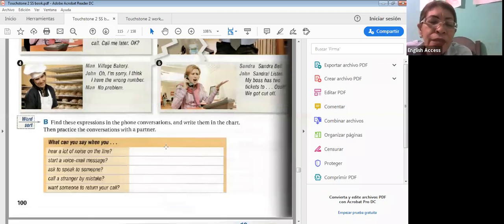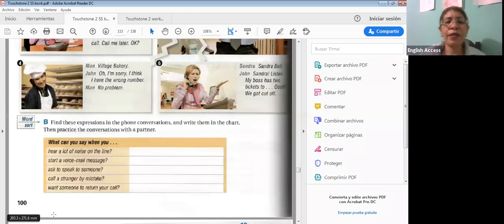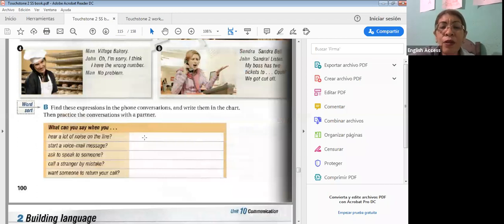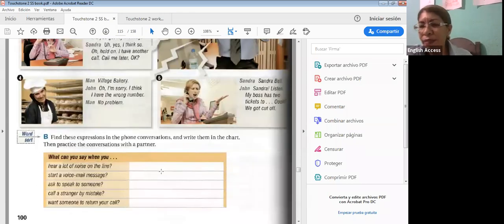Here it says, what can you say when you hear a lot of noise on the line? What can you say when you start a voicemail message? What can you say when you ask to speak to someone? What can you say when you call a stranger by mistake? And what can you say when you want someone to return your call? So you're going to look for the answers to these questions. The answers are here in the conversation. So look for the answers and complete the chart, okay? The answers are expressions. Okay, so let's do it, please. Exercise B.